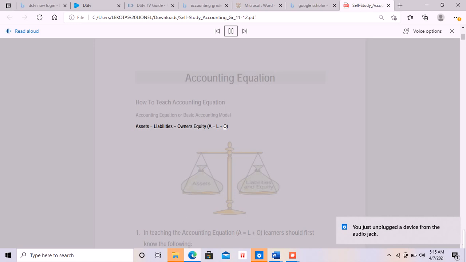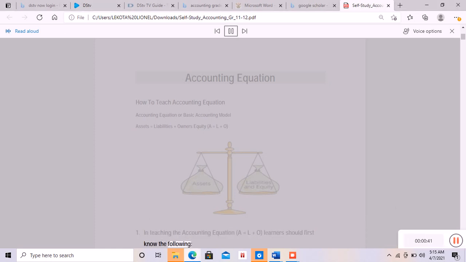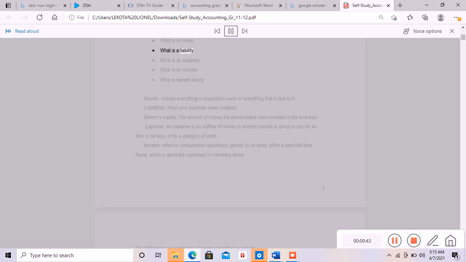1. In teaching the accounting equation, A equals L plus O, learners should first know the following. What is an asset? What is a liability? What is an expense? What is an income? What is owner's equity?